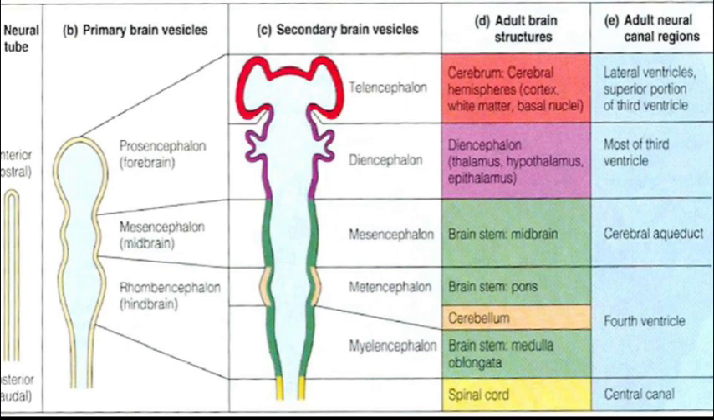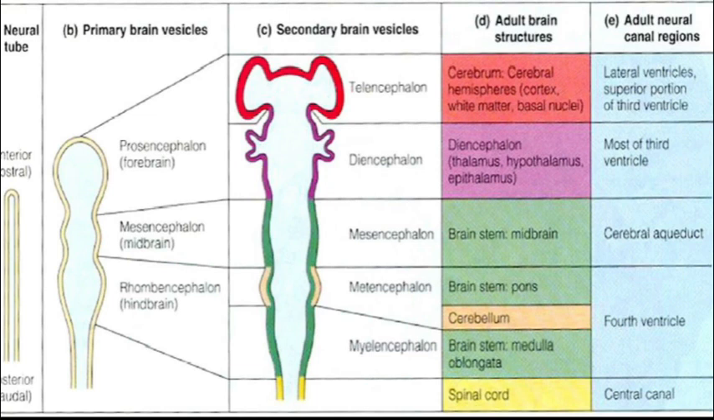Then the neural canal regions of the telencephalon finally differentiate to give you the lateral ventricles and the superior portion of the third ventricle. Still looking at the diagram, you can see the diencephalon there with the optic vesicles as outgrowths. The diencephalon differentiates to give you the thalamus, the hypothalamus, and the epithalamus.